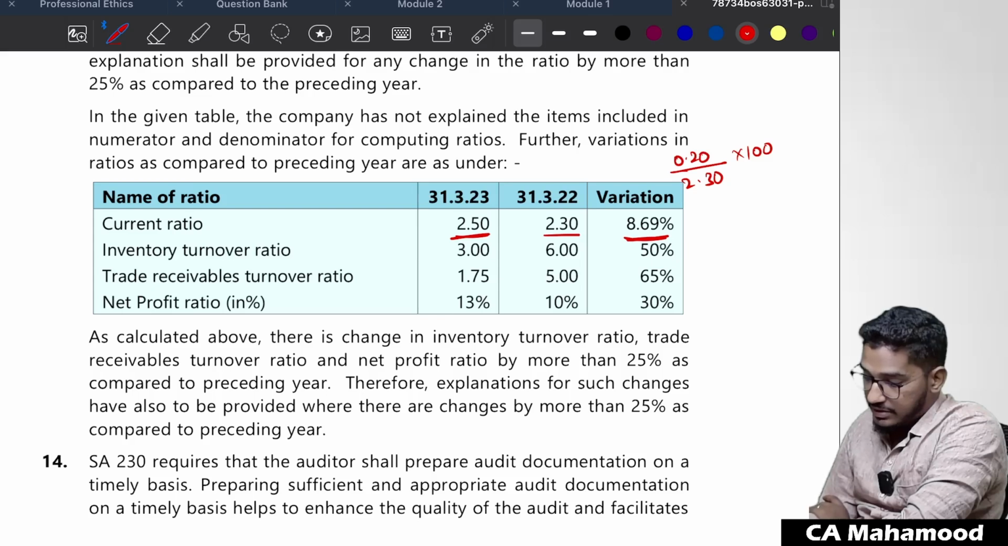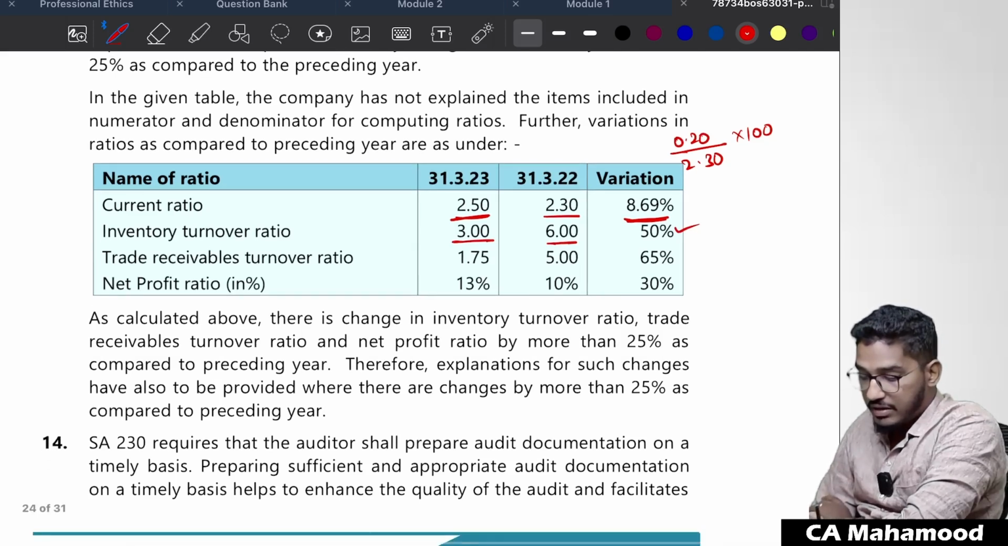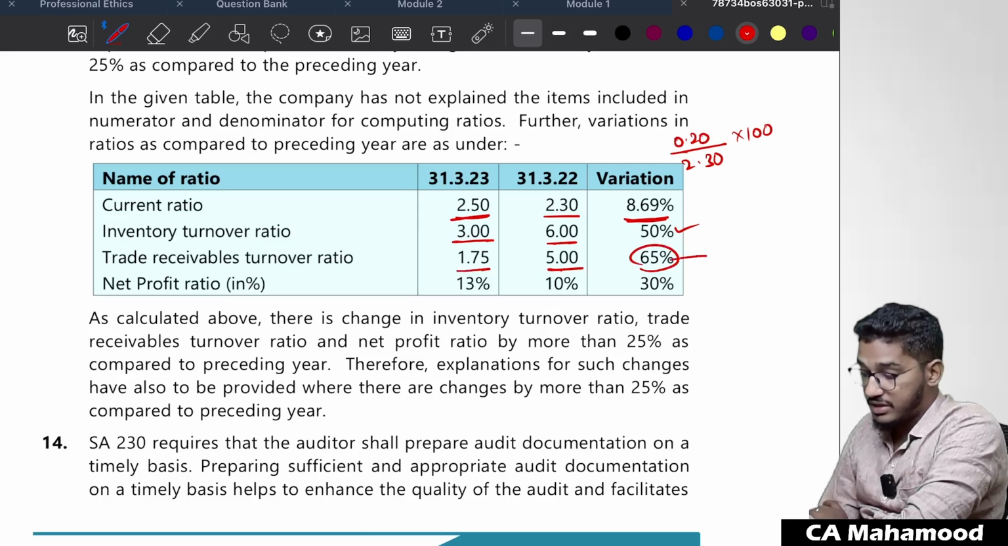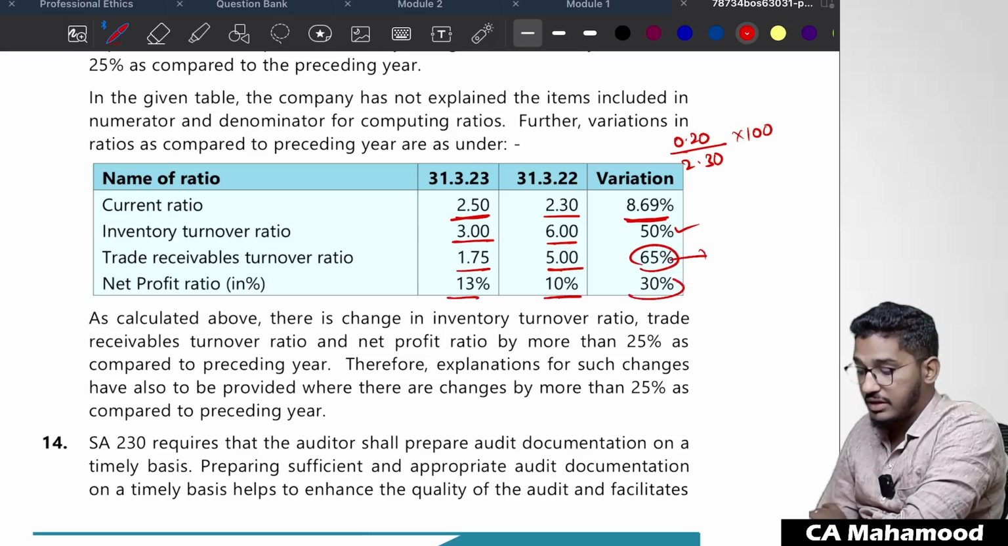Then this year inventory ratio was, last year it was 6, current year it was 3. 50% fall is there. Here it is 50%. Trade receivable turnover ratio, last year it was 5, now it was 1.75. Now it is 65% difference is there. Net profit ratio, last year it was 10, current year it is 13, 30% is there. If you see here, in 3 cases, the deviation is more than 25%.